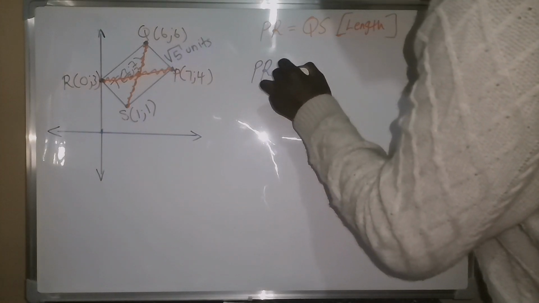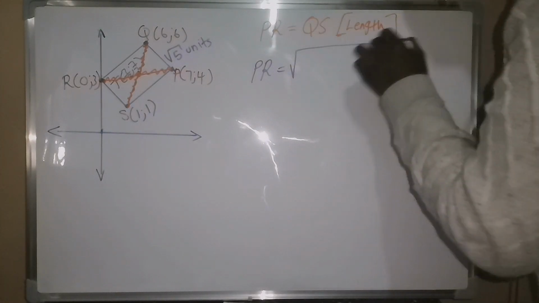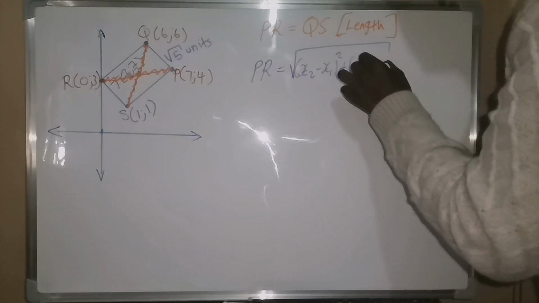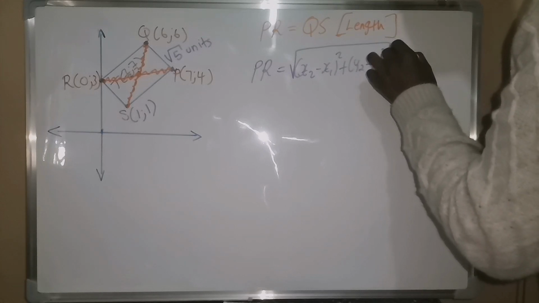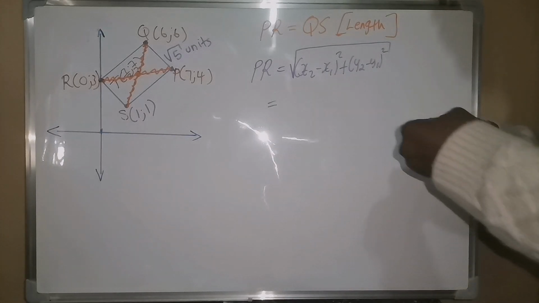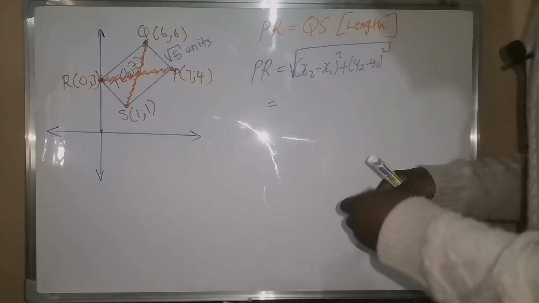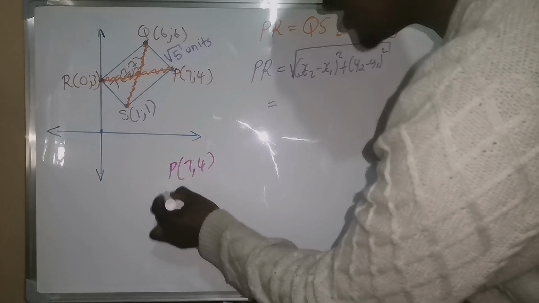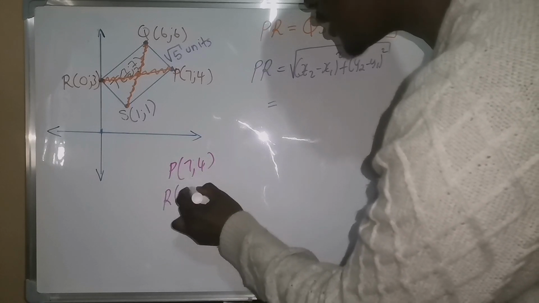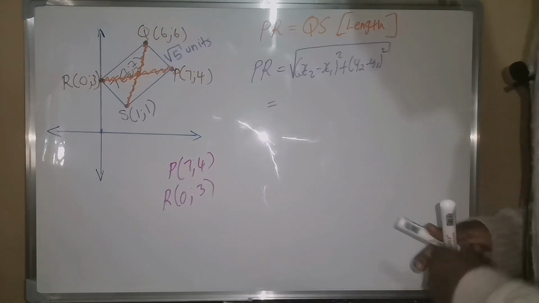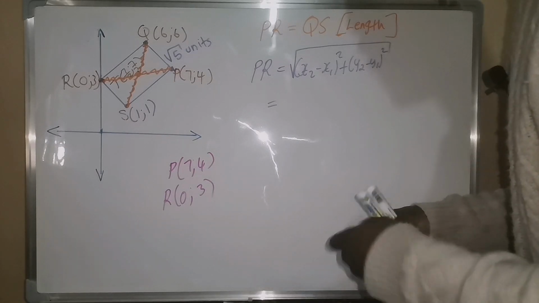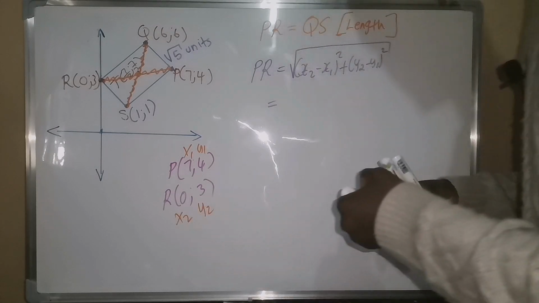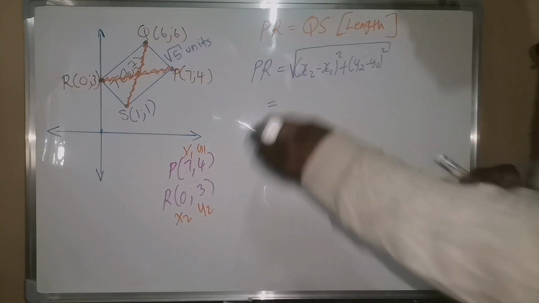PR is equal to the square root of (x2 minus x1) squared plus (y2 minus y1) squared. Then, very simple. Label your points so that they cannot be confused. P is (7, 4). R is (0, 3). Label those points x1, y1, x2, y2. Square root.